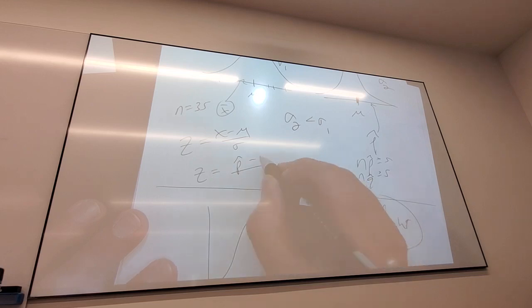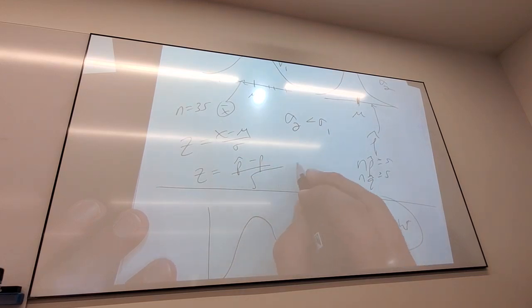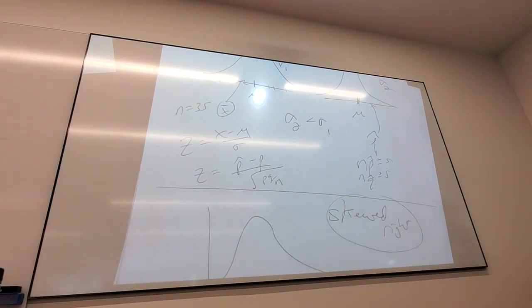P hat minus P over S? No, P Q over n. No sigma. So when I have p's and q's, I make my own sigma. I don't need anyone to tell it to me. You guys kind of with me? That's one reason we didn't use t-scores for that, because we're always assuming we can make the population standard deviation. We don't need t-scores.